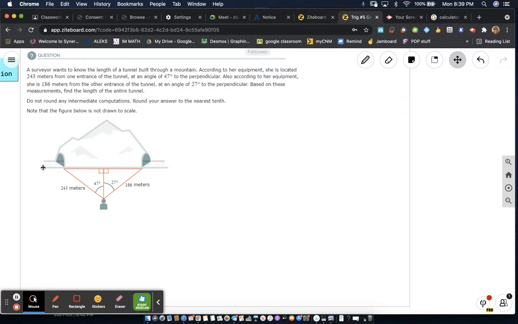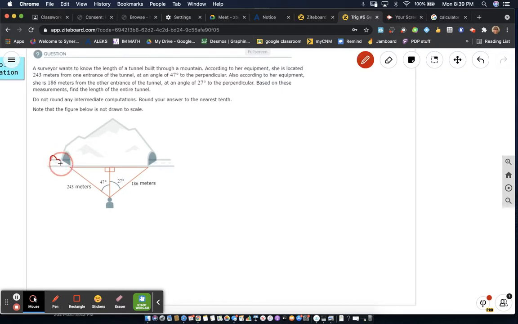So there's the tunnel. See, a car would be going in here. Don't laugh at my car. Okay, there's my car. Car's going in the tunnel. According to her equipment, she is located 243 meters from one entrance, so here's where she is right now, at an angle of 47 to the perpendicular. So that's 47 right here. They're just explaining the picture. Also, according to her equipment, she is 186 meters from the other entrance at an angle of 27.